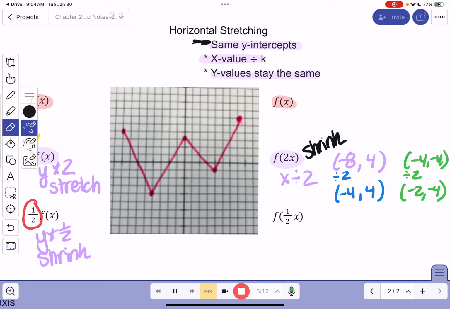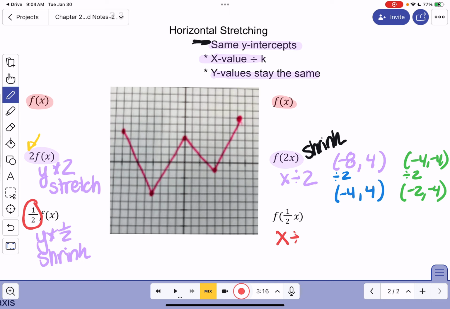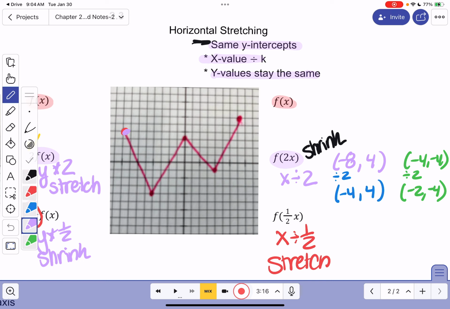Pause the video, try the other one, check it in and see how you do. But essentially, what we're doing is we're going to do x divided by 1/2, which is going to stretch it out. So those same first 2 points, I'll even do them in the same color. Negative 8, 4.